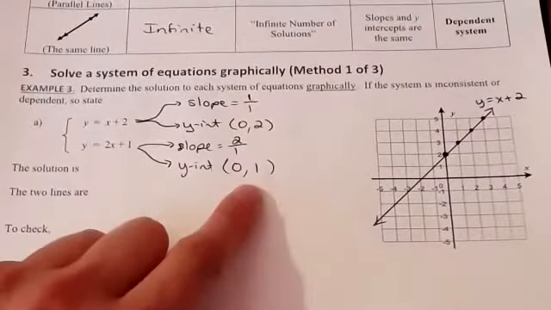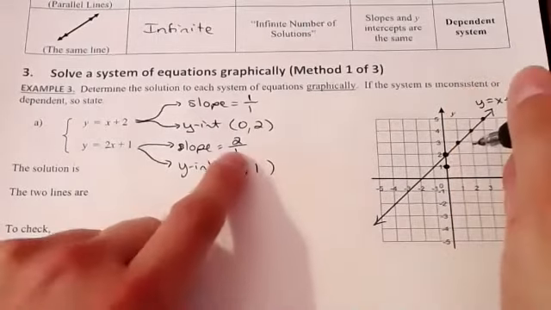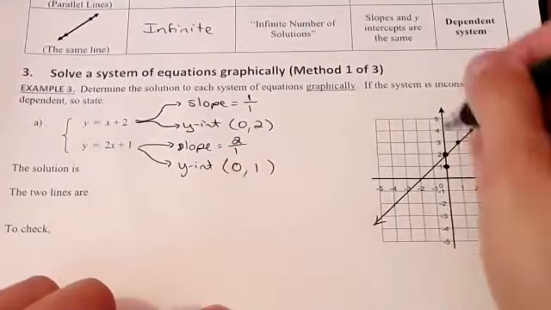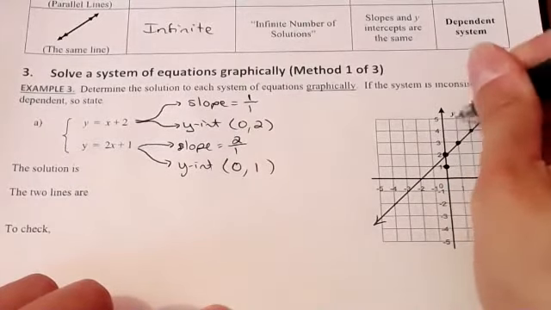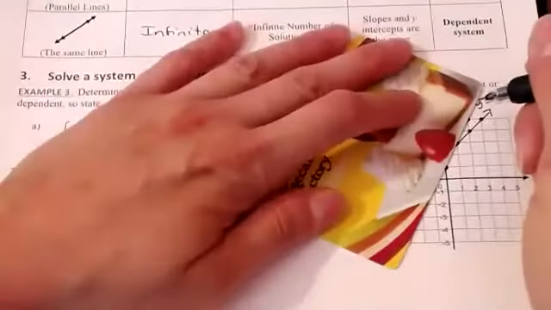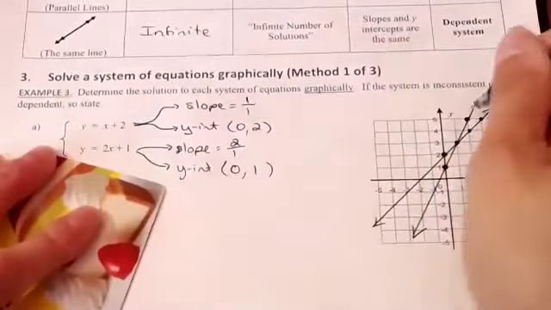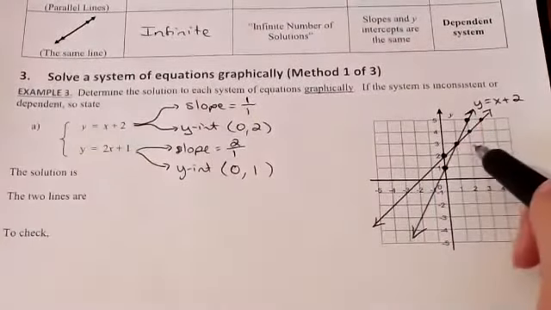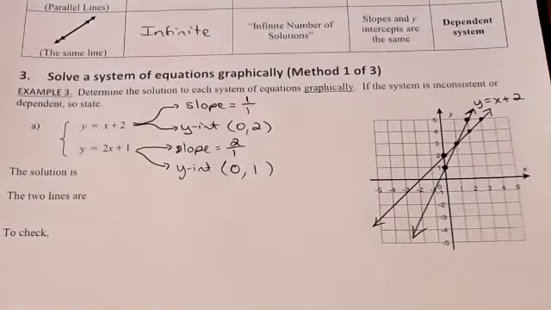So let's plot our y-intercept, which is 0, 1. And then we're going to apply the slope. The slope says up 2 over 1. So up 2 over 1. What do you notice? Let's connect with our straight edge. We're seeing right away that our solution is here. So the solution is the ordered pair 1, 3.